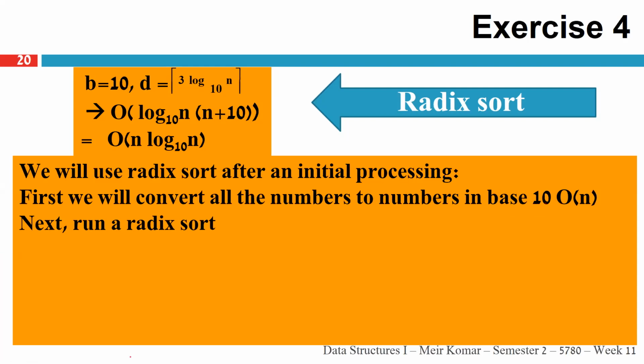It says here base n, so that it becomes linear. Now I'm going to convert everything to base n. Now we'll run radix sort.